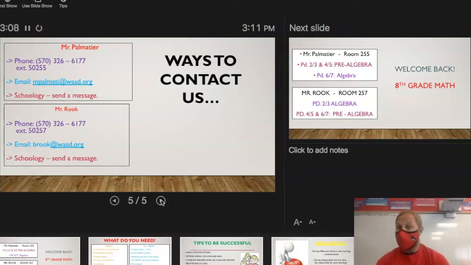Second way is by email. Both emails can be found on our Williamsport Middle School website. Search for the teachers, staff. The third way is for students. They can send a message through Schoology.